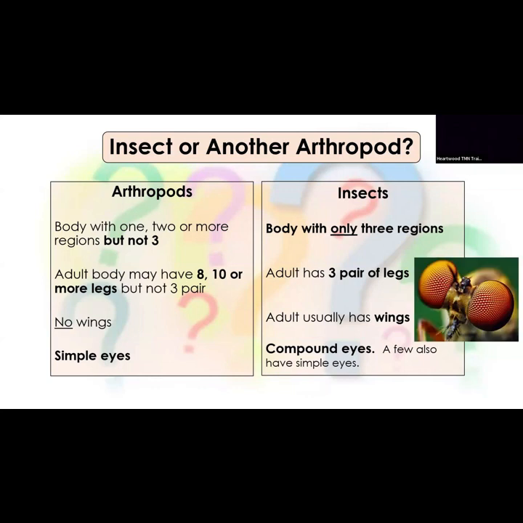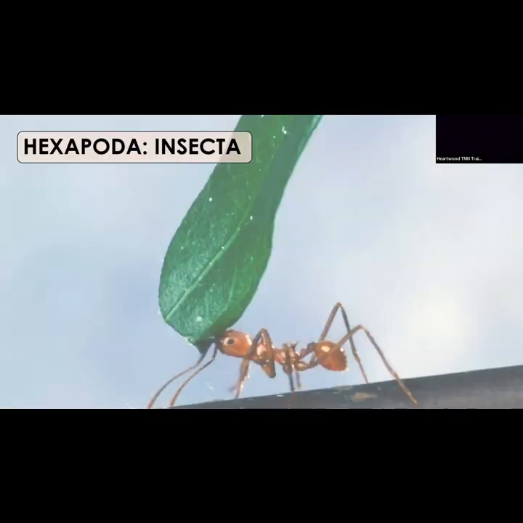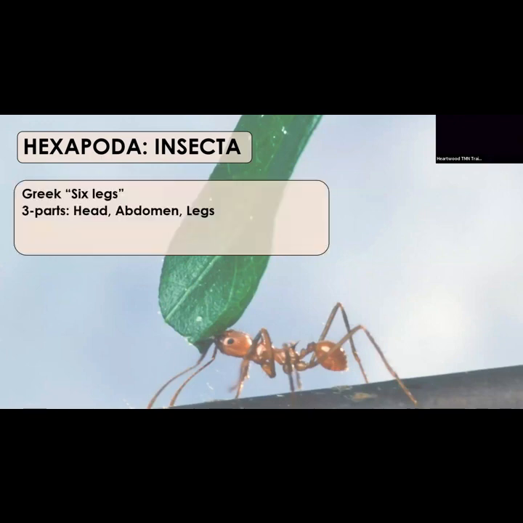That's kind of a big deal for insects. A lot of them, most of them have compound eyes. Some of them still have simple eyes, and we'll get into all that. So we're finally in the class Insecta.